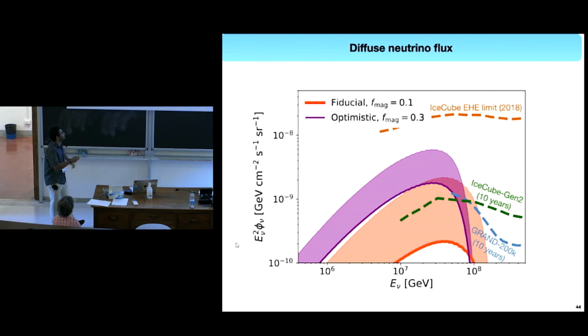But the good thing over here is if we do have a low spin period of like 1 millisecond or so, in that case, the future IceCube or this GRAND, I'll talk more about GRAND towards the end of my talk, might be able to see some of these neutrinos from the diffuse flux. But the contribution is very low. It's like 1 to 10% of the net diffuse flux.